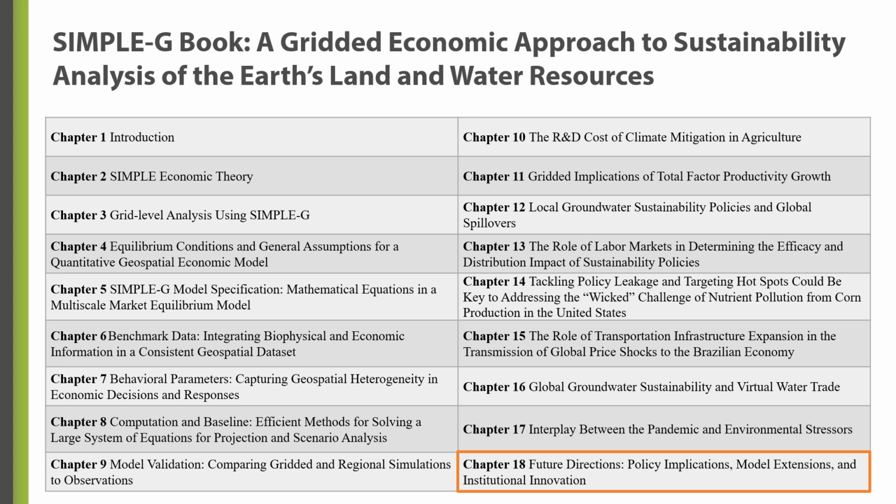The first 9 chapters laid the foundation by introducing concepts, theories, and market equilibrium conditions, followed by an introduction to mathematical equations, data, computation, and validation. The next 8 chapters provided example applications of this framework, each of which is available for replication.